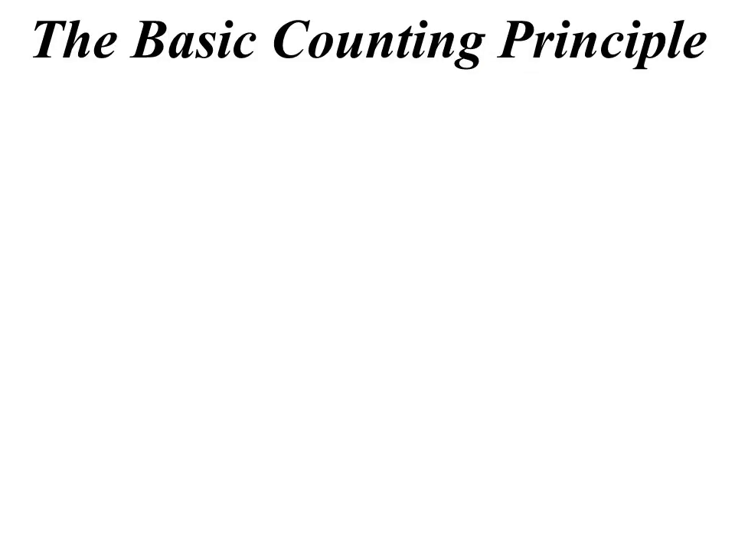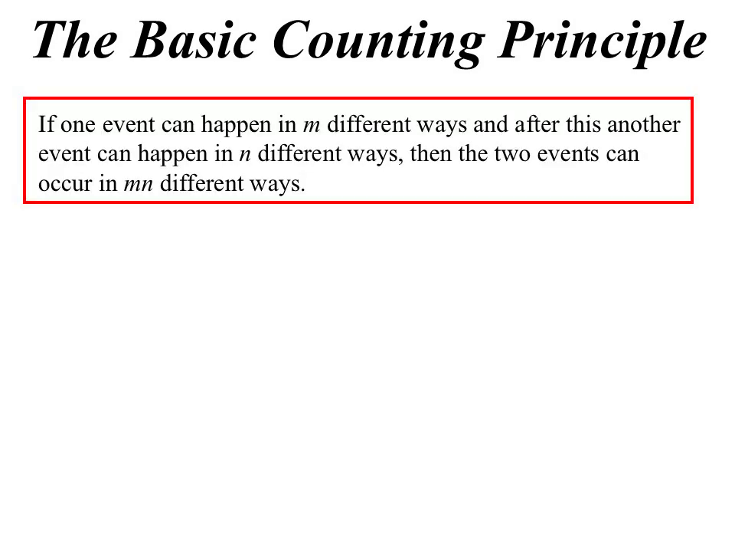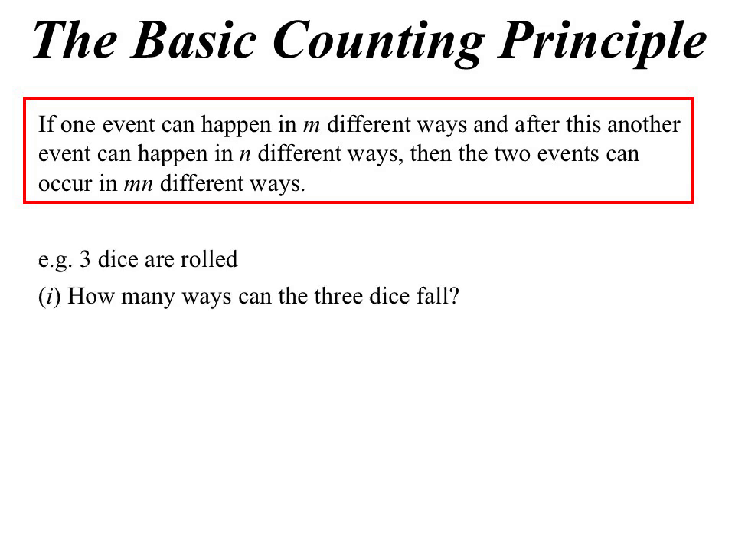We start off with a very basic idea called the basic counting principle, which simply says this: if one event can happen in m different ways, then after that another event can happen in n different ways, then the number of ways the 2 events could happen would be m times n. I'm going to roll 3 dice. How many ways could they fall? Okay, well, it should be 6 times 6 times 6. Why? By the basic counting principle.